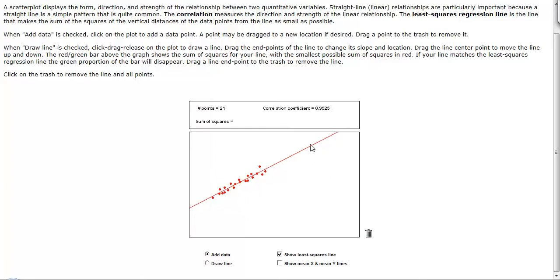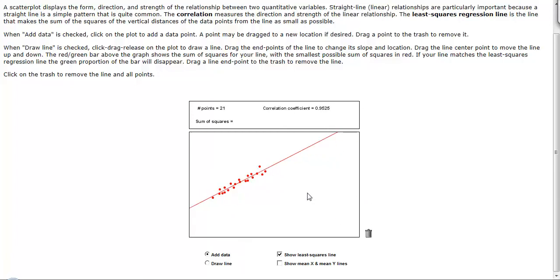The second kind of situation would pose a data value here. Now, a data value here is considered an outlier. It definitely is far away from the rest of the data, but it had very little effect on the correlation, and it had very little effect on the least squares line. So while this data value is an outlier, it is not considered influential in either of those respects.